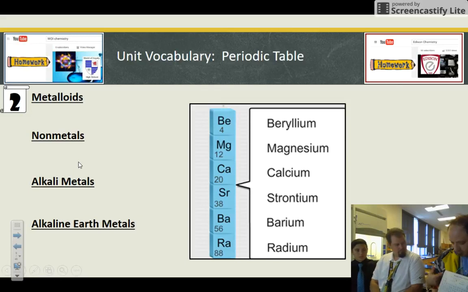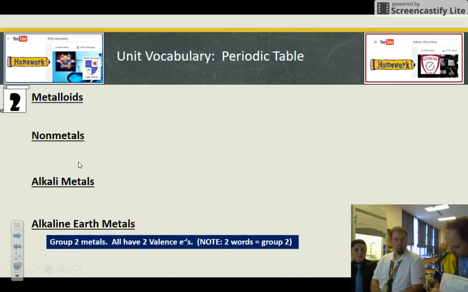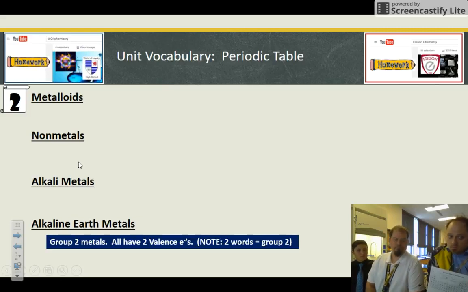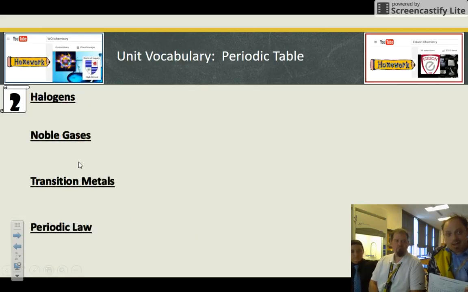Alkaline earth metals are the next group. It's group 2. They have 2 valence electrons. The way I remember the difference between alkali and alkaline earth is that alkali has 1 word, so it's group 1, and alkaline earth has 2 words, so it's group 2. Easy peasy.